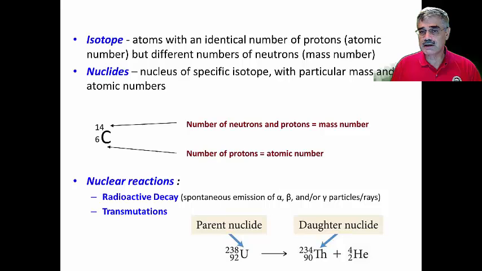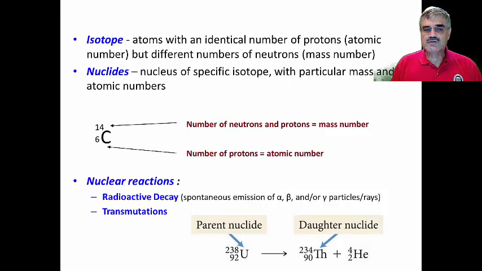To be a particular element, you have to have a certain number of protons. So carbon always has 6 protons, for example. But you could have different isotopes in which there were a variable number of neutrons. So while the most common form of carbon has 6 protons and 6 neutrons, there can also exist forms of carbon, what we call isotopes, that have 6 protons and either 7 neutrons or 8 neutrons. So atoms with the same number of protons but different number of neutrons are called isotopes.